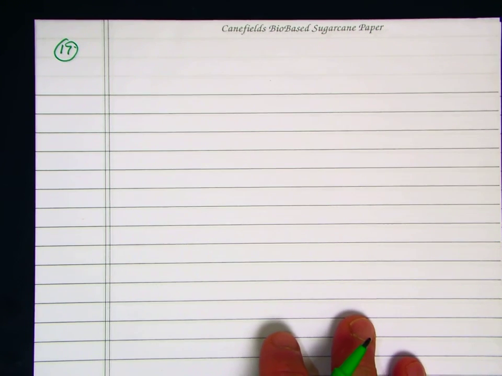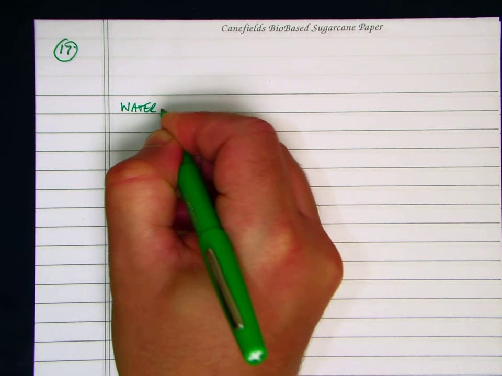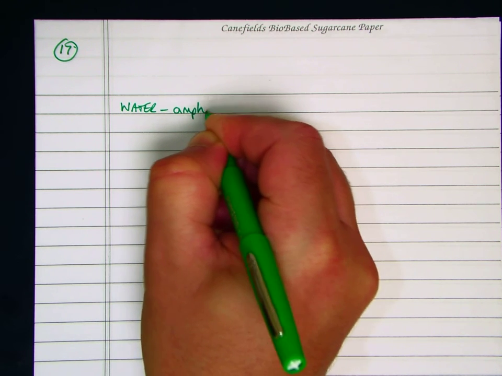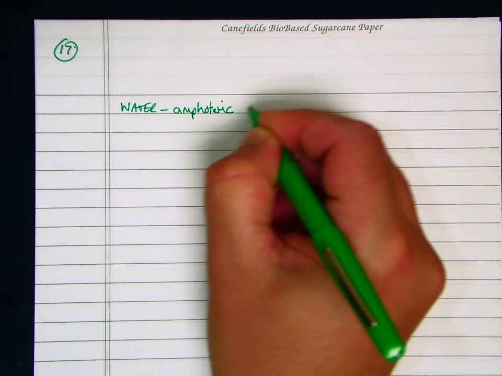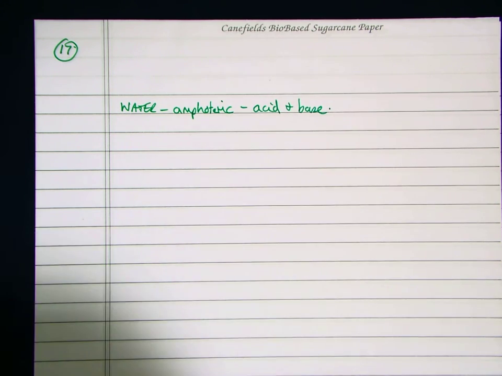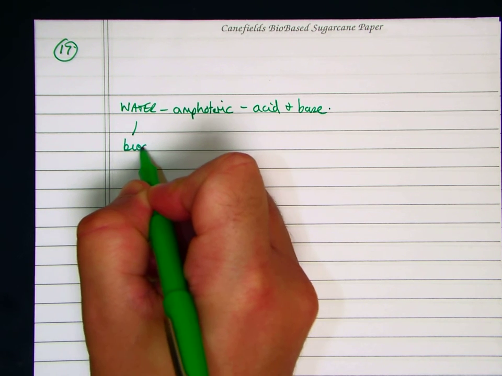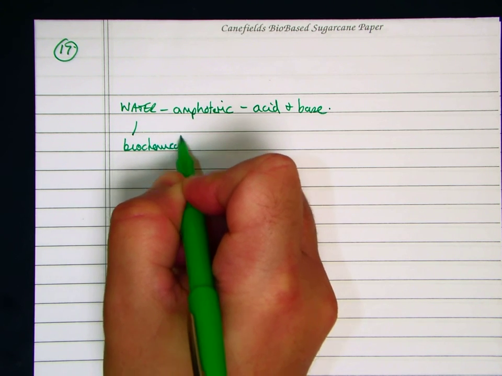So our third component of acids and bases to consider is water. Water, we know, is amphoteric. Being amphoteric, it acts as both an acid and a base. It's important because water is going to be found in lots of organic reactions and lots of biochemical systems, so it's important to consider.